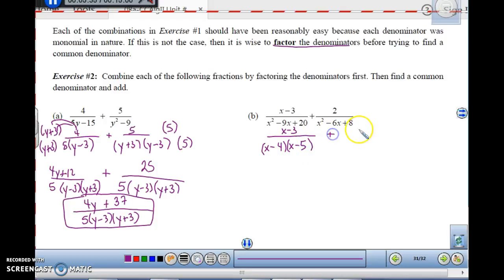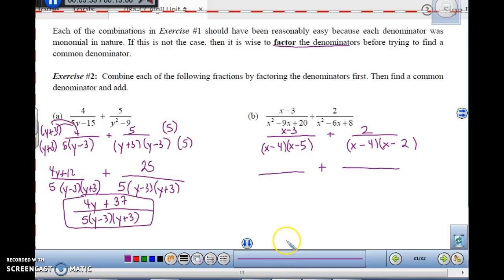Okay, and then plus. And I want to factor this one. X squared minus 6x plus 8 is also going to be a minus minus. It's going to be minus 4 and minus 2. 4 times 2 is 8. 4 plus 2 is 6. So that works. Okay, common denominator.